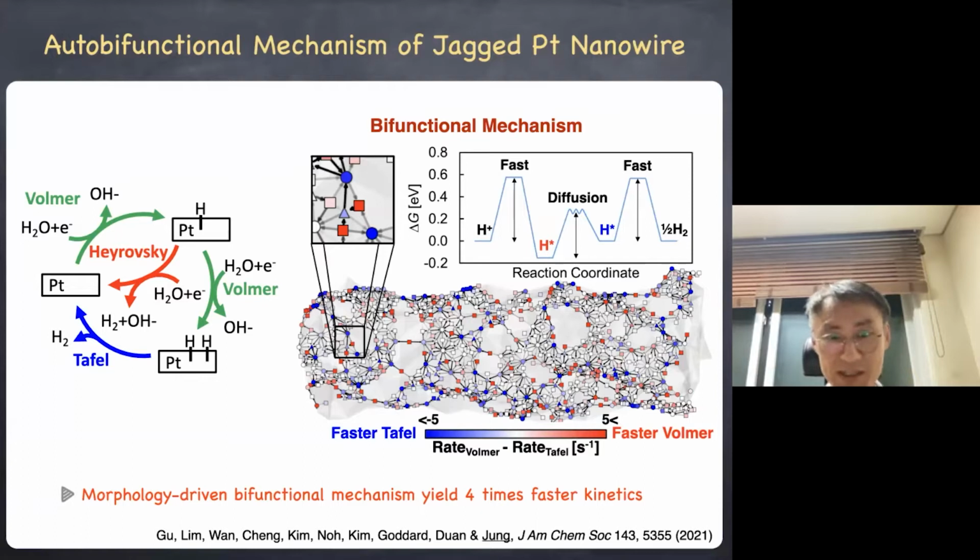But in our case, it's completely just a monometallic material consisting of simple platinum atoms, but it exhibits a bifunctional mechanism due to the morphology. So we call it autobifunctional mechanism, and to our knowledge, this is the first observation of such a phenomenon. And I want to emphasize that this understanding was entirely possible because of the development of this pseudo-atom site labeling method that does not require geometry relaxations.